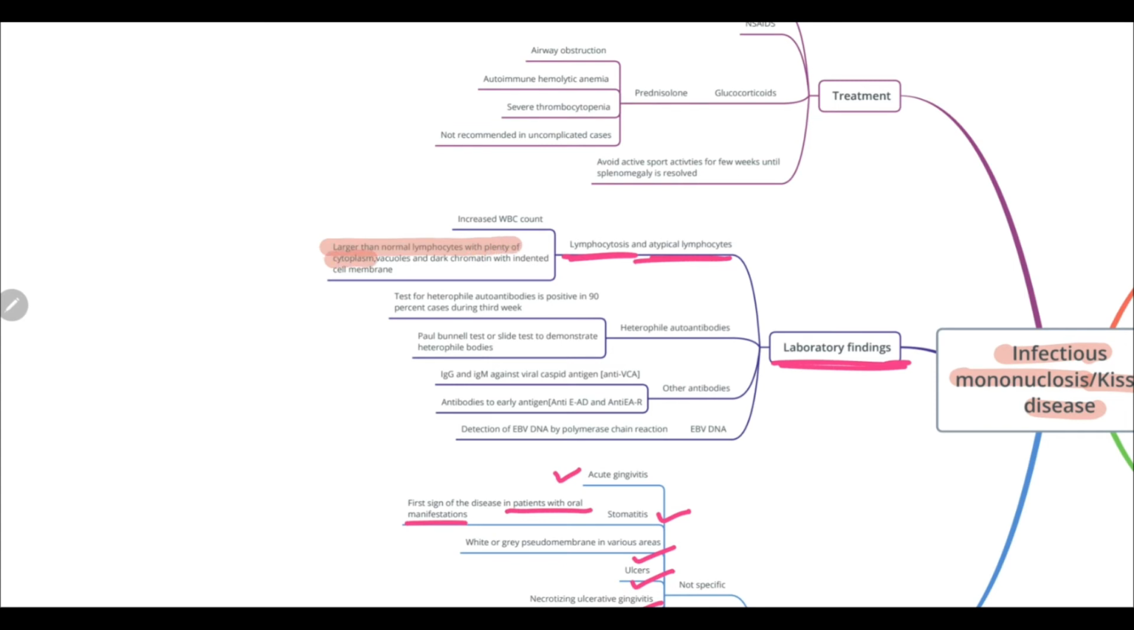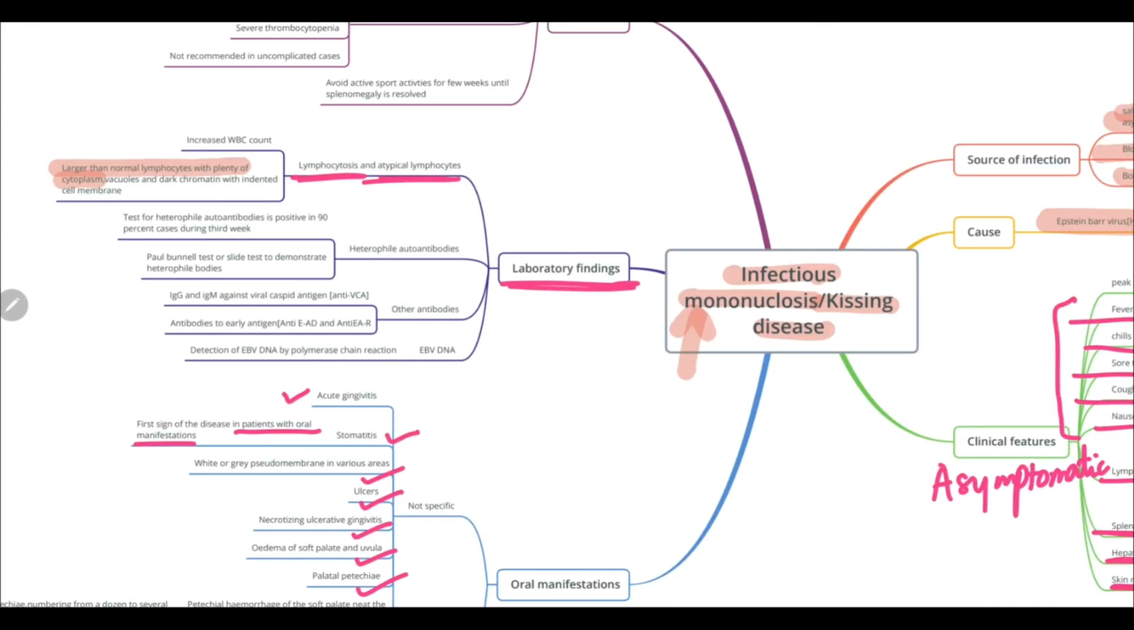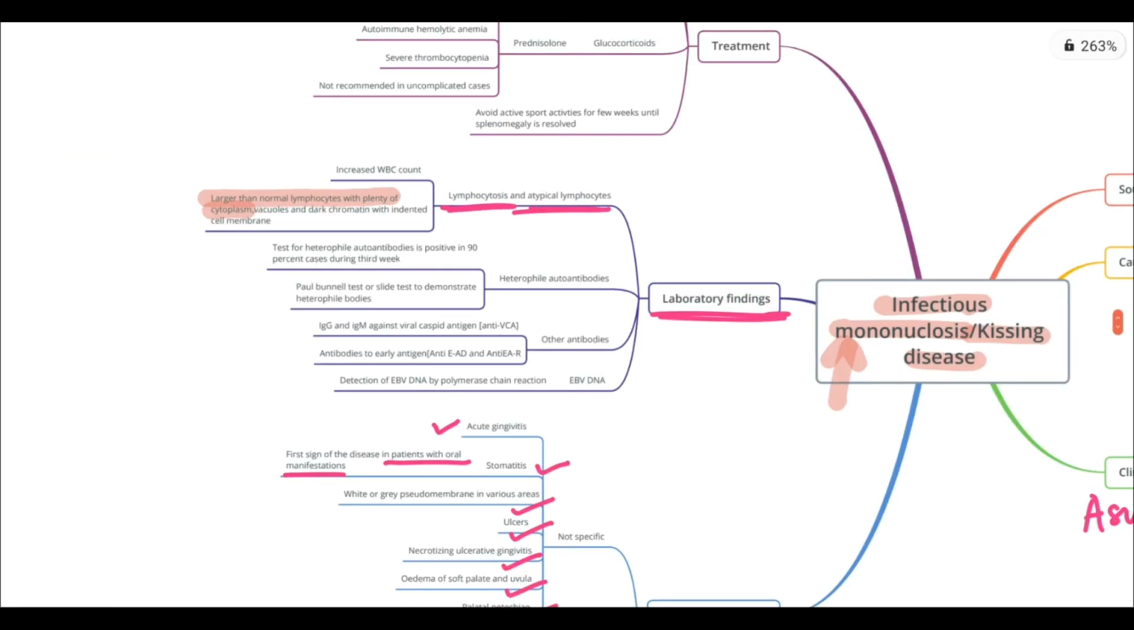Now, as I told you, I would tell you why this is called infectious mononucleosis. Because we find an increased number of lymphocytes which have a single nucleus. So that's the reason it is called infectious mononucleosis. Because these cells have one nucleus and we see a lot of lymphocytes in this disease. Then apart from that, we also see heterophile autoantibodies.